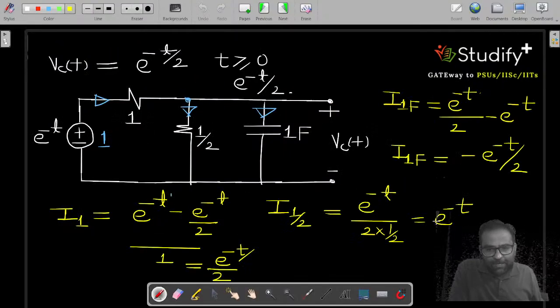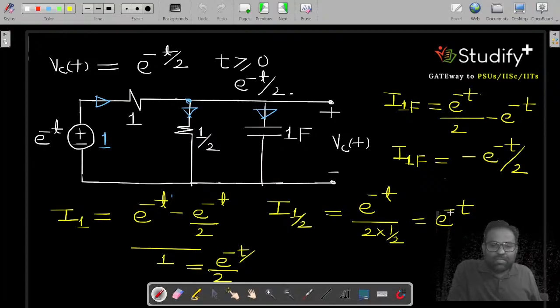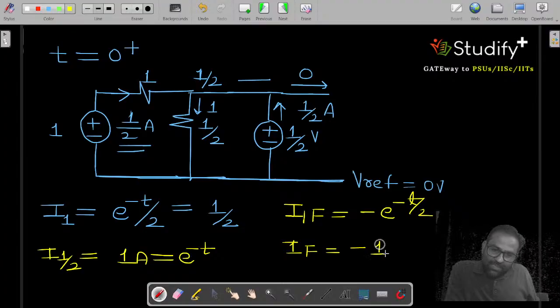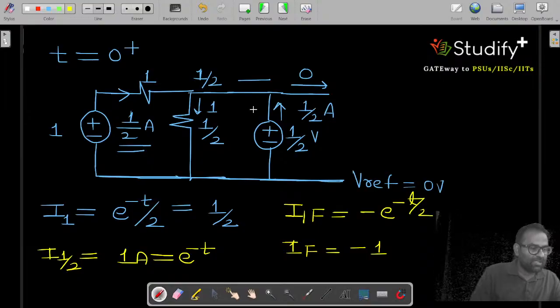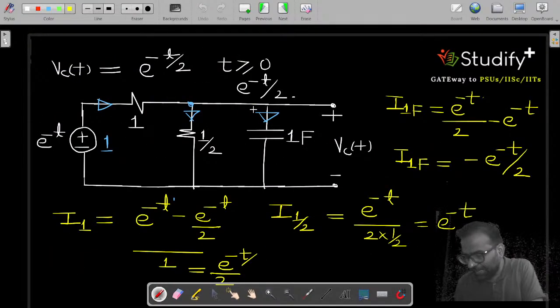This current is given by e to the power minus t. So this value is what? If I take t equal to 0, it is 1 ampere. And what is the current here? The current in the 1 farad capacitor is given by minus e to the power minus t by 2. If I put t equal to 0, minus 1 is there. So this current is opposite of our mentioned direction. So all currents are valid, and we can calculate everything across every component of this circuit. I hope this is clear.